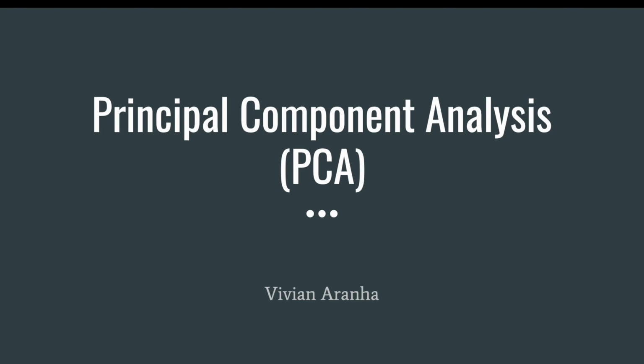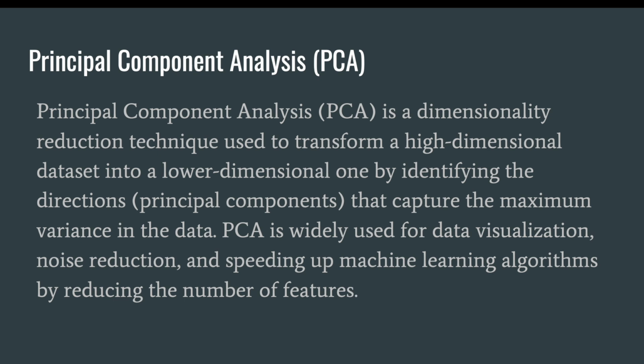Principal Component Analysis, or PCA. Principal component analysis is a dimensionality reduction technique used to transform a high dimensional dataset into a lower dimensional one by identifying the directions, which are the principal components, that capture the maximum variance in the data. PCA is widely used for data visualization, noise reduction, and speeding up machine learning algorithms by reducing the number of features. Let's go ahead and implement this using scikit-learn and running through line by line in Python.